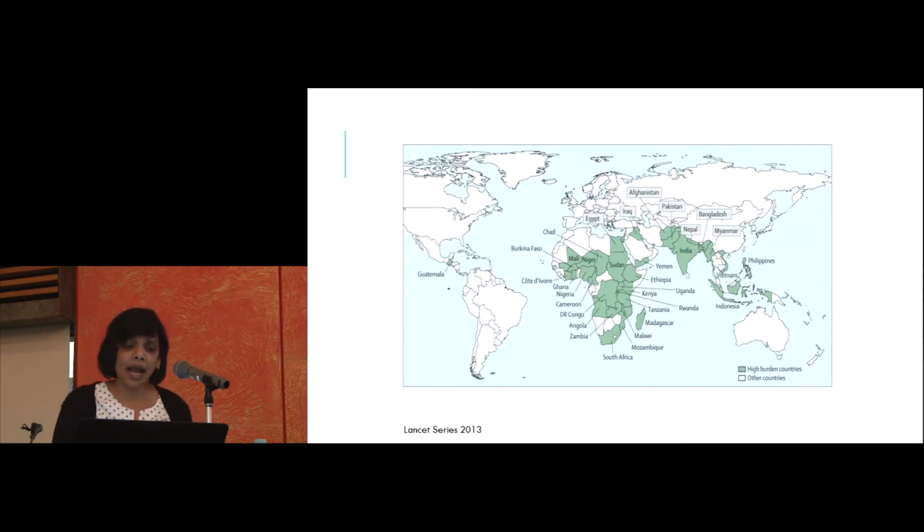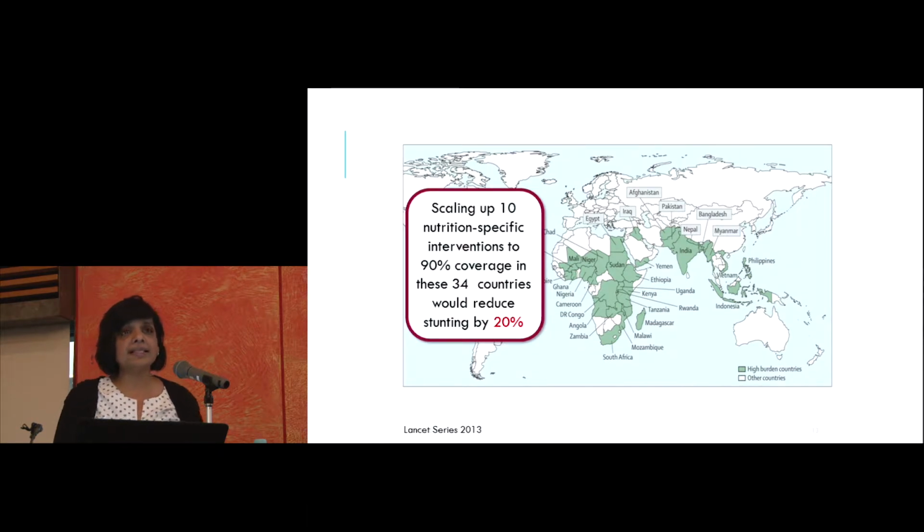So to take that further, the Lancet series on maternal and child undernutrition in 2013 really shows us that scaling up those 10 nutrition-specific interventions, that is the interventions that relate to eating and healthcare, by increasing them to 90% coverage would reduce stunting by 20%. Now, for every nutritionist in the world, that's really disappointing news, right? We are at 15 to 25% on several of these interventions. Suddenly, they say that even if you increase it to 90, the burden would reduce just by 20%.